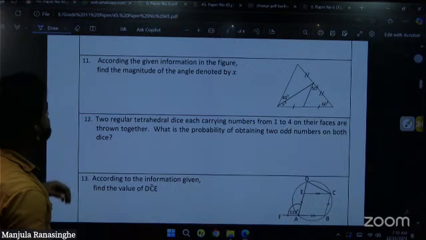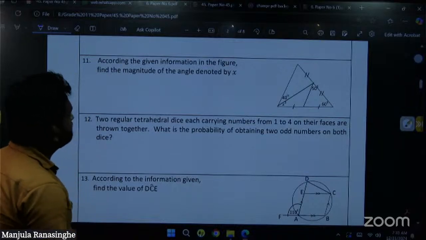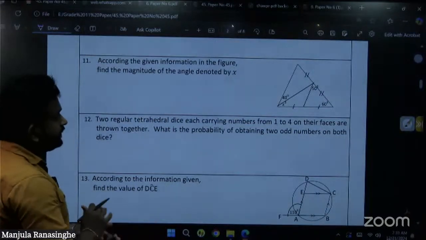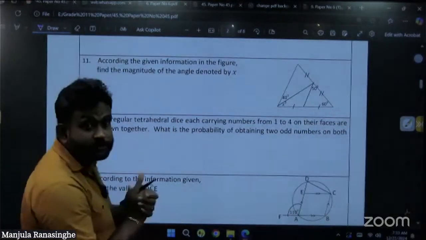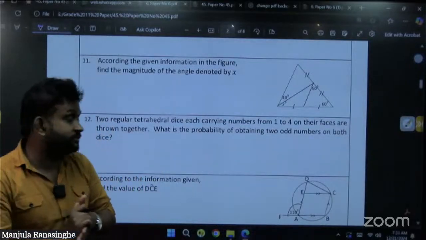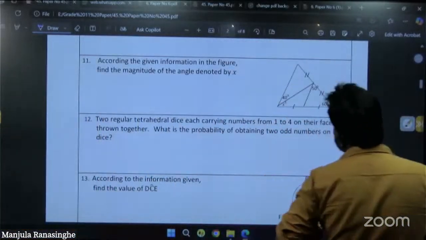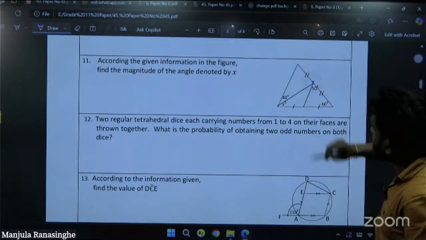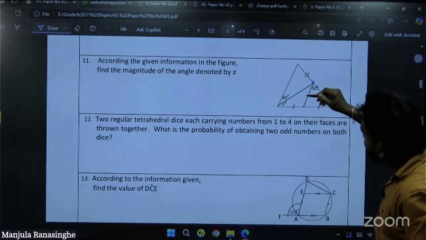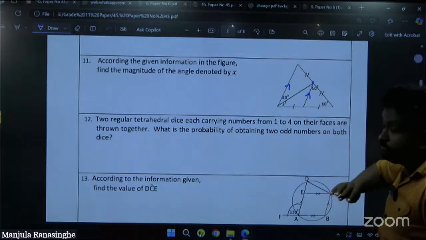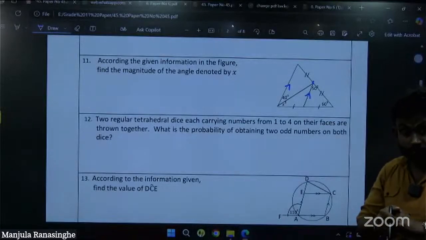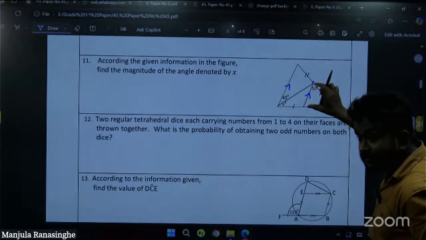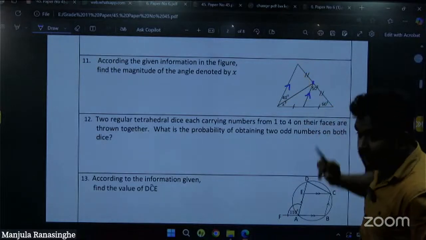According to the given information in the figure, find the magnitude of the angle denoted by x. Whenever the midpoint is given, remember the midpoint theorem's outcomes. Here you can see this is a midpoint and this is also a midpoint. That two midpoints connected means these two lines are parallel. That is the major outcome of the midpoint theorem. Lengthwise, this is there and this is twice of that.